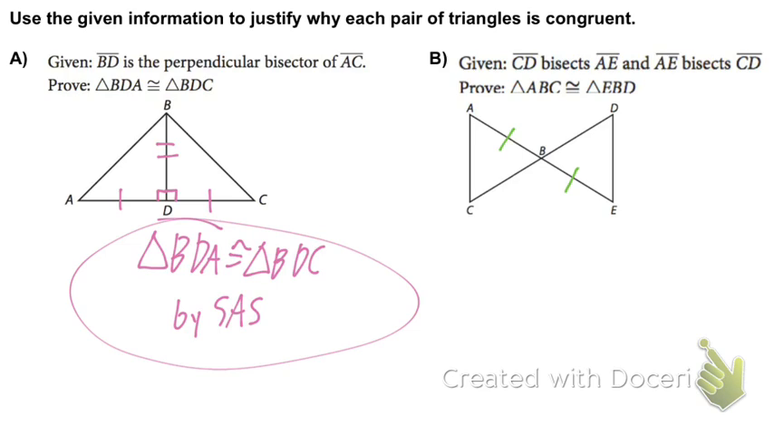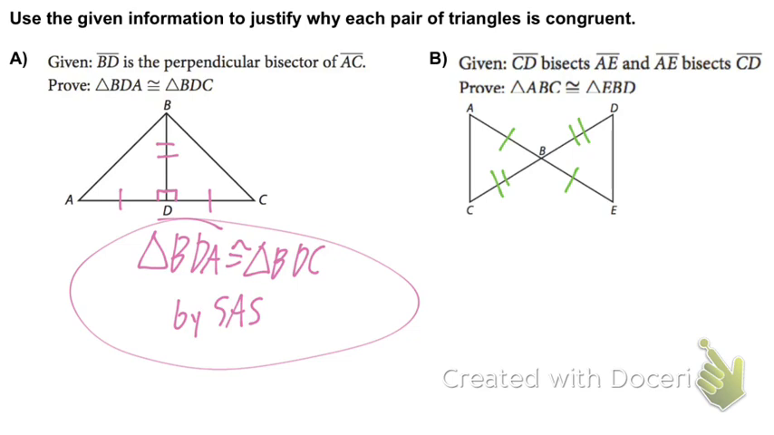Very good, okay? Now we're also told segment AE bisects segment CD. So what information does that give us? Very good. Segment CB is congruent to segment BD, okay? Now is this enough information, two sides? No, but rock, paper, scissors.